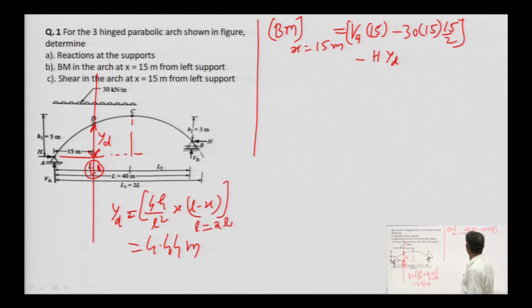So, here everything is known to us: Va is known, H is known, Yd is known, then the bending moment can be calculated easily. And the value of the bending moment, we do not have the answer right now. Calculate it on your own, everything is written over here. And the unit will be kilonewton meter.